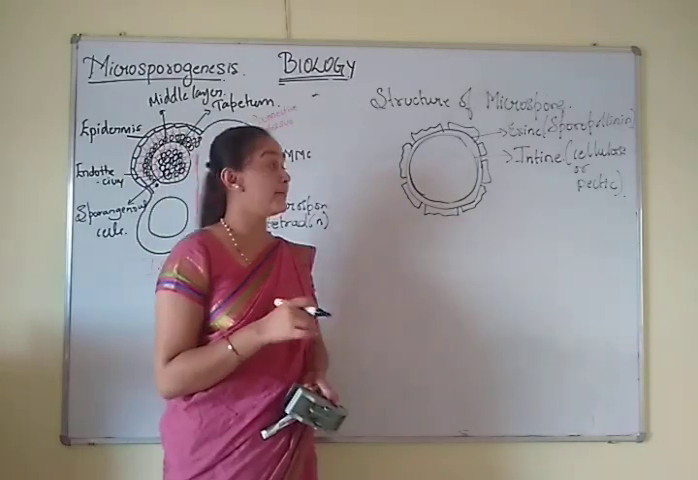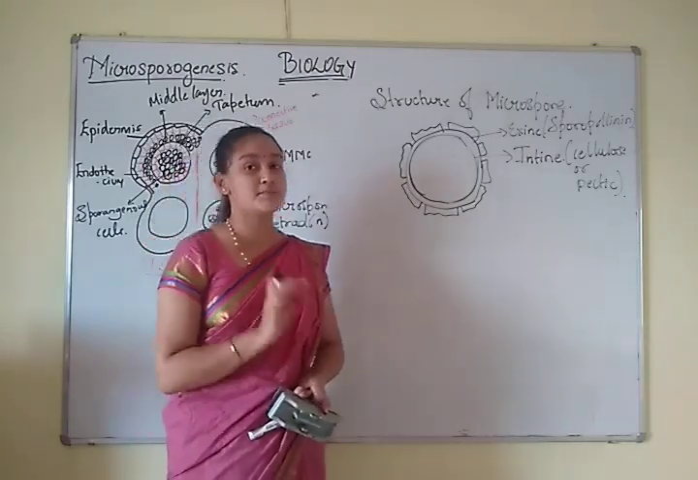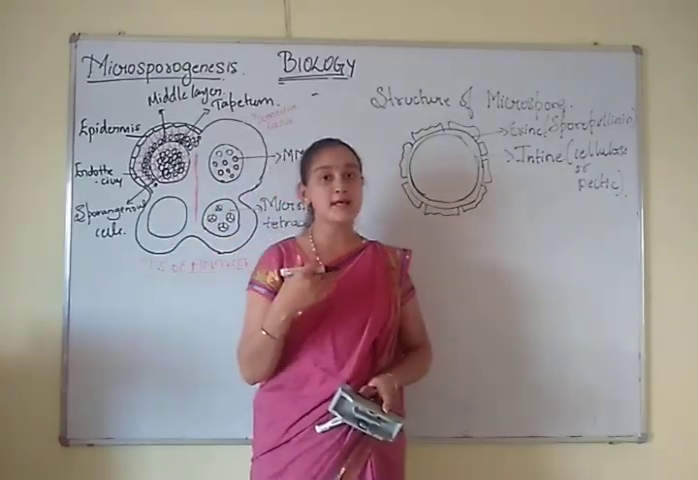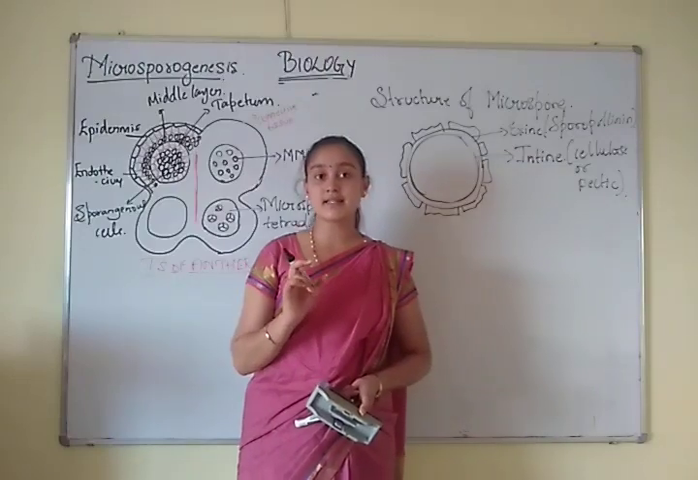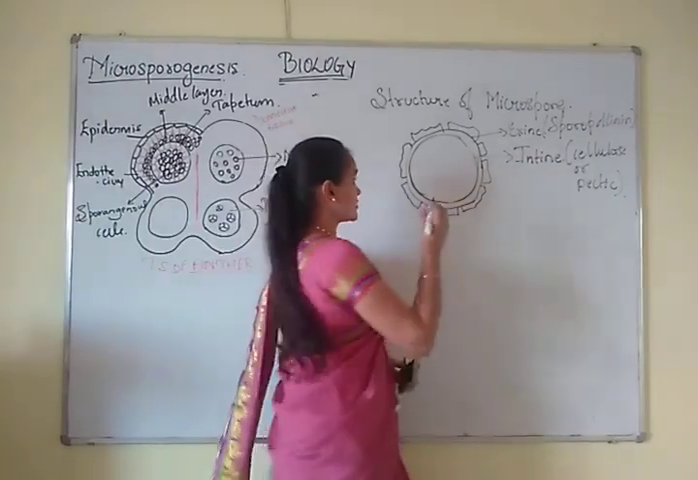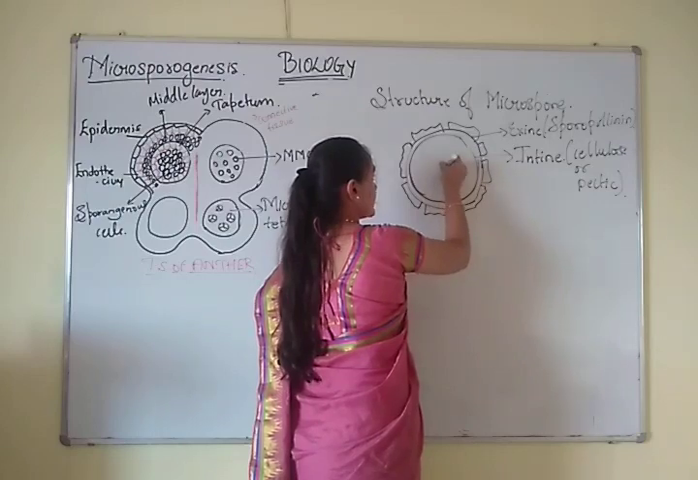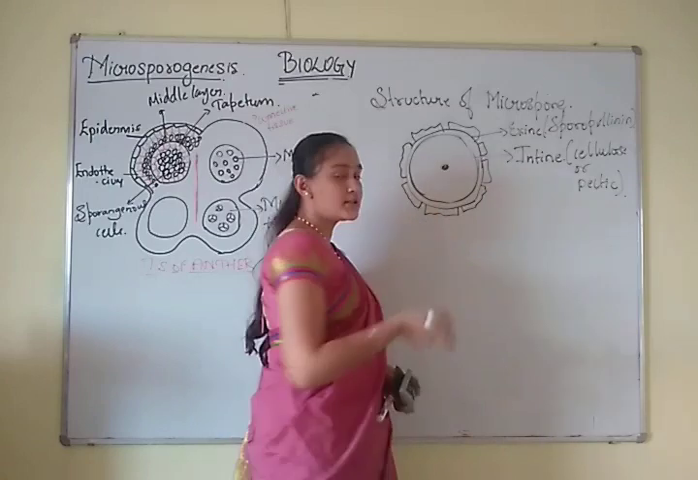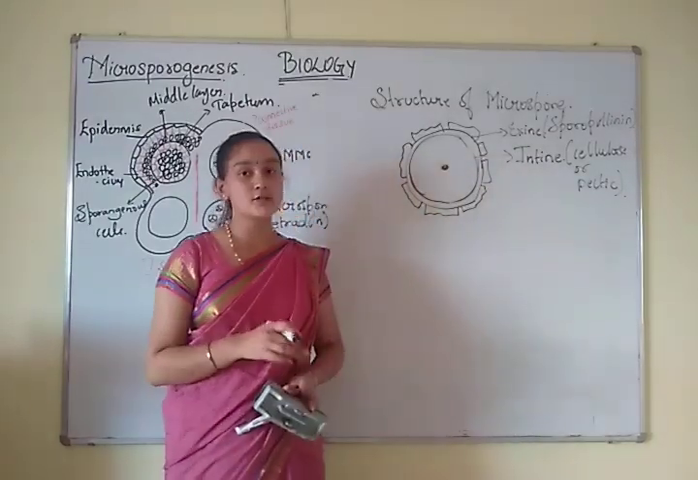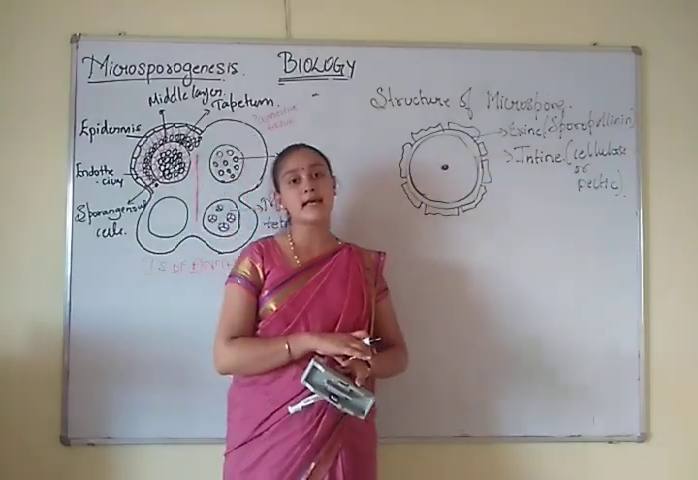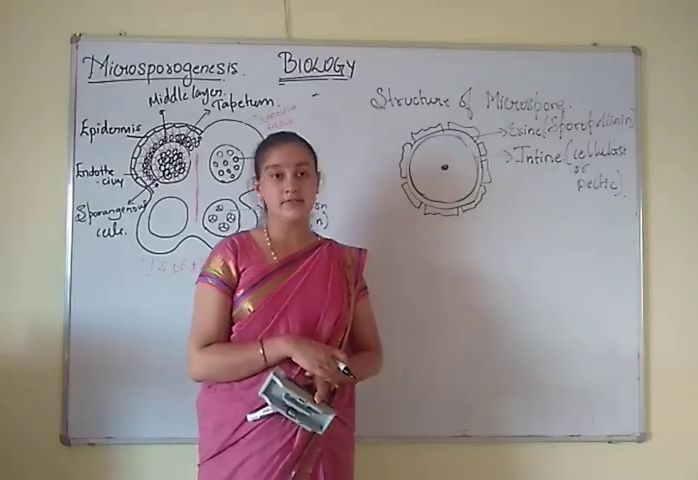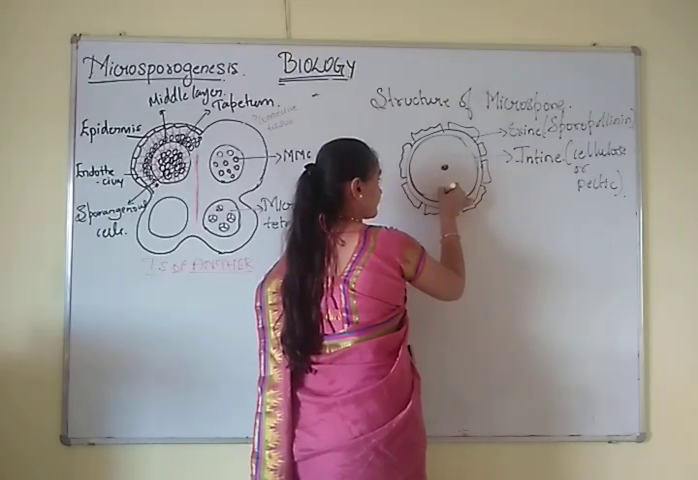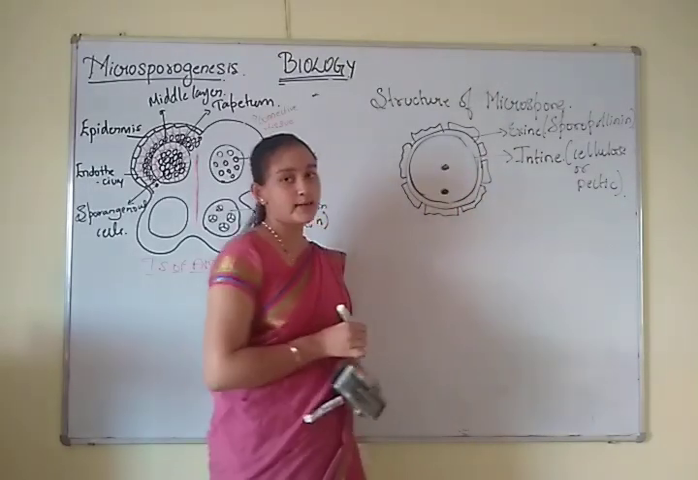First, the cytoplasmic division will take place, that is, cytokinesis. We know that there is a nucleus in the center. Now cytokinesis takes place, and it is followed by karyokinesis. Karyokinesis means nuclear division, right? So now this nucleus will get divided.